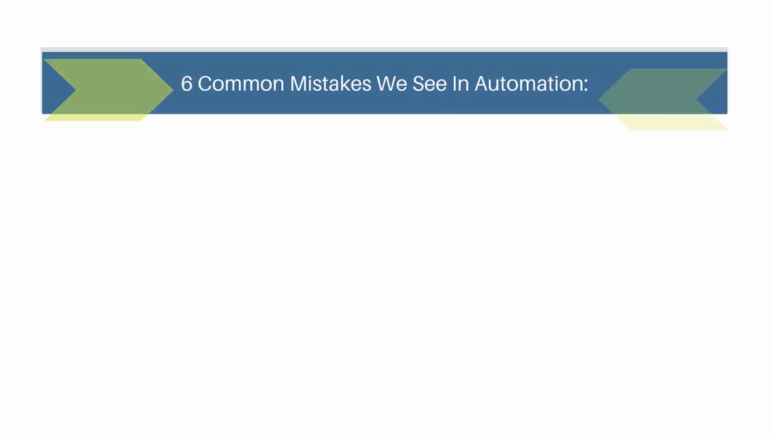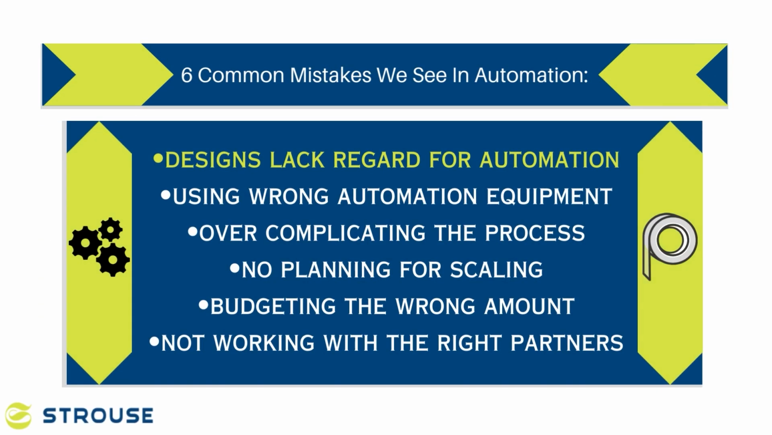The 6 common mistakes we see when people use automation are: their designs lack regard for automation, they use the wrong automation equipment, they overcomplicate the process, they don't plan for scaling, they budget the wrong amount, and they don't have the right partners.